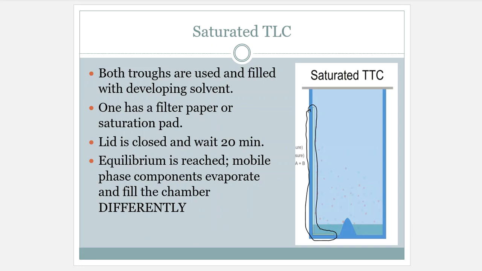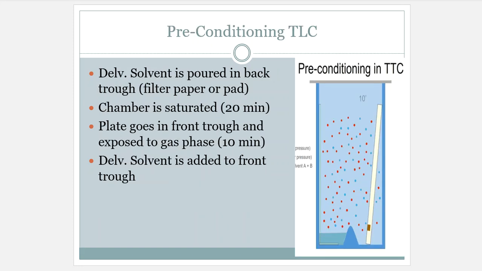All right. As far as another different type of development that we can see, we can talk about something called preconditioning as well. With preconditioning, only one trough is actually going to be filled with our developing solvent. And then there is a filter pad inside of that twin trough chamber, just like the saturation method. And on the other side, this is just going to be empty for now.